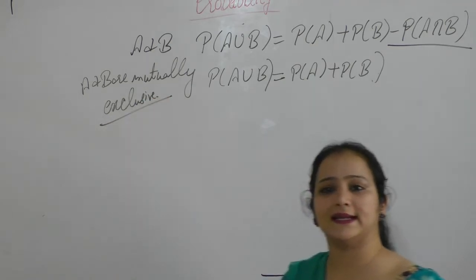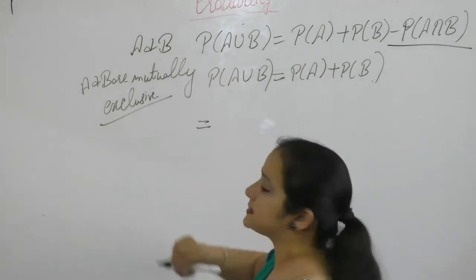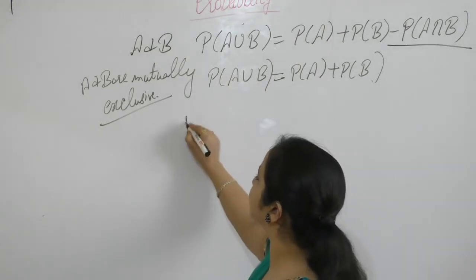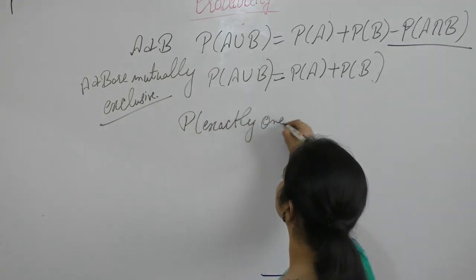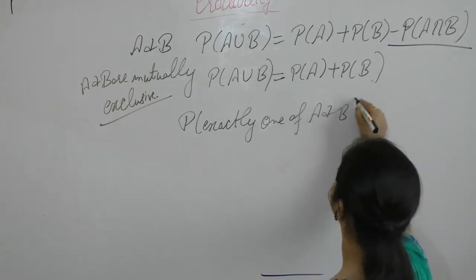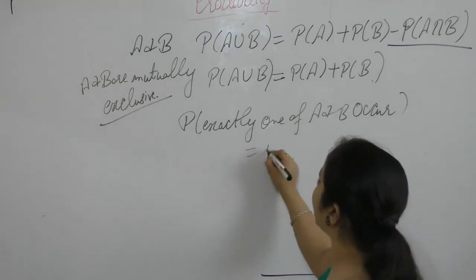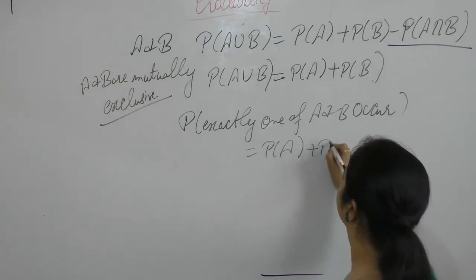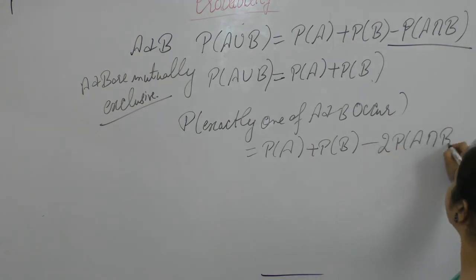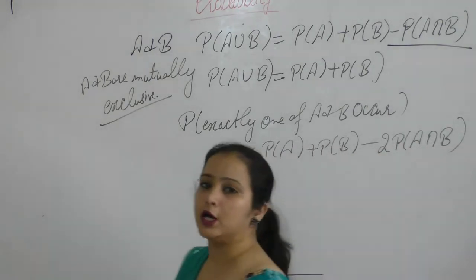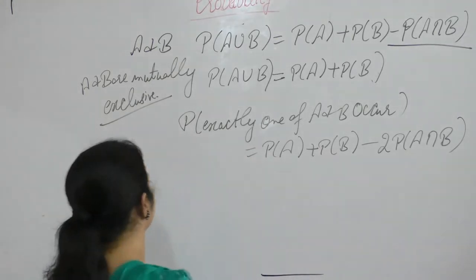Now if exactly one of the events from A and B occurs, then the probability of exactly one event occurring is probability of A plus probability of B minus 2 times probability of A intersection B. Now on the basis of this theorem, we will solve the questions. Let us start. Question number 5.